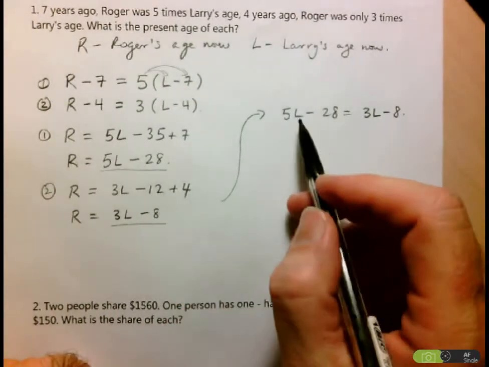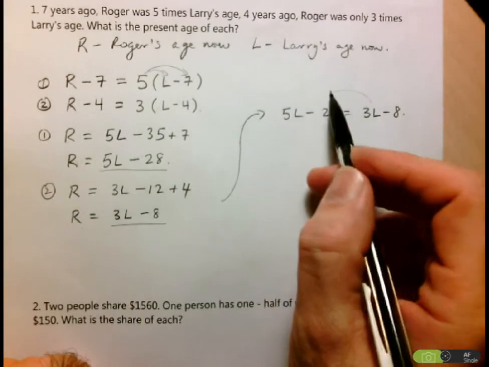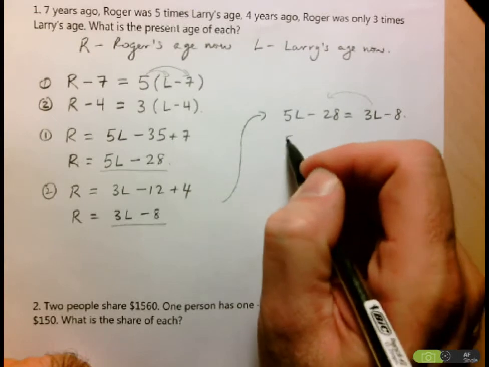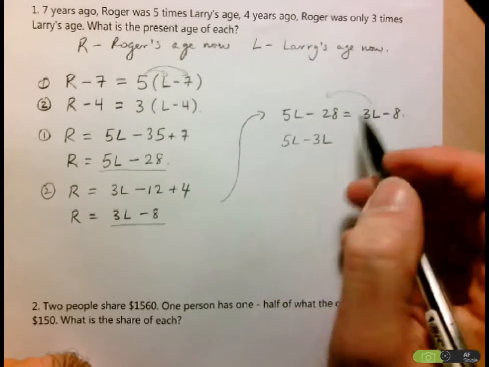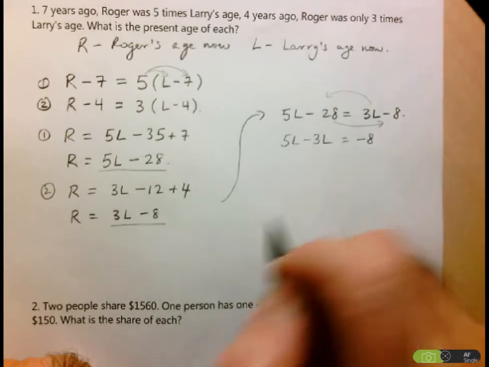Now what we've done is we've created an equation that has only one variable, so I can solve this. So bring the 3L to the other side, so 5L minus 3L, and here bring the minus 28 to the other side, so negative 8 is what I've got on the right.